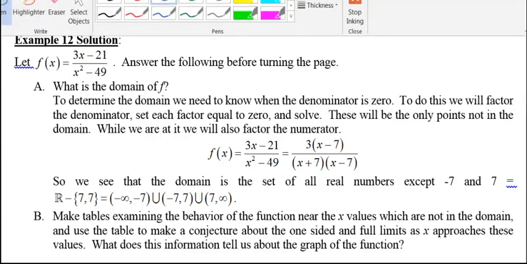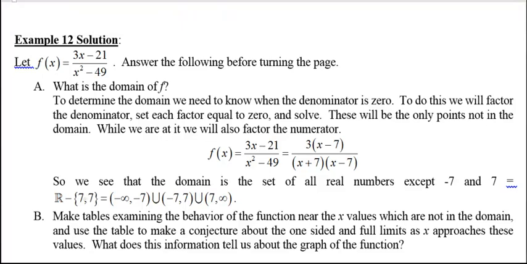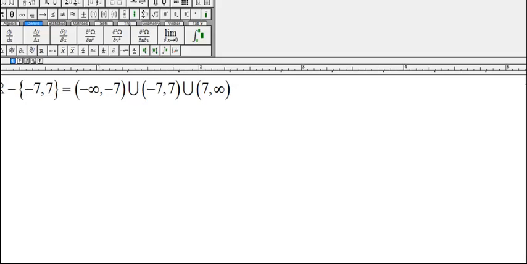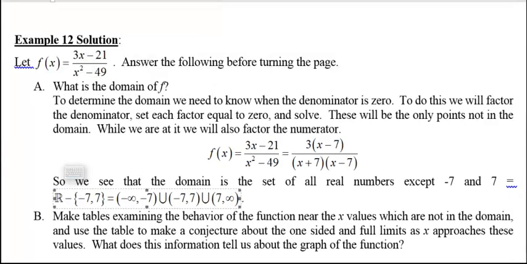And that's a typo. Let's see if I can fix that real fast. It should be a negative. There we go. Negative 7 and positive 7 are both thrown out, all real numbers except for that.